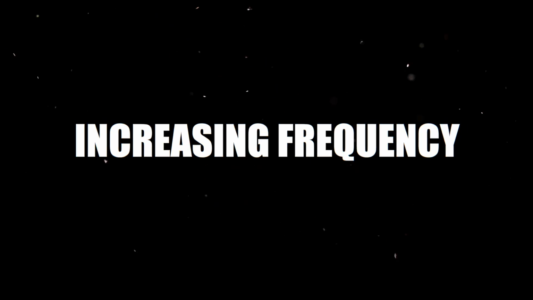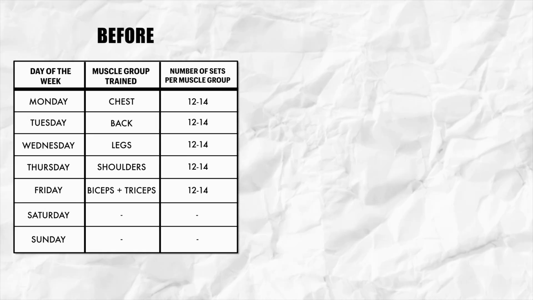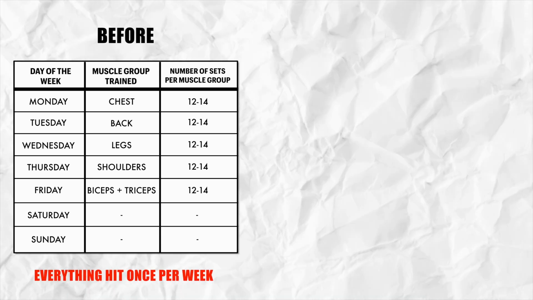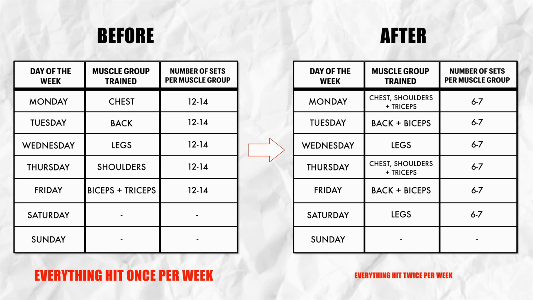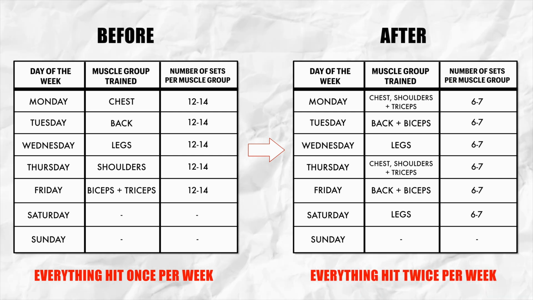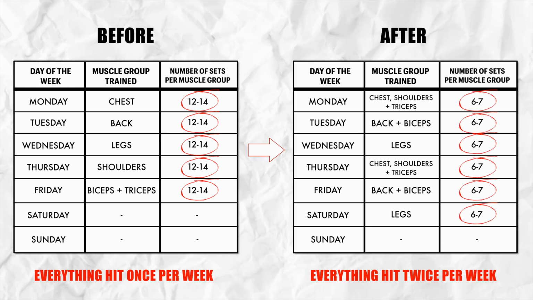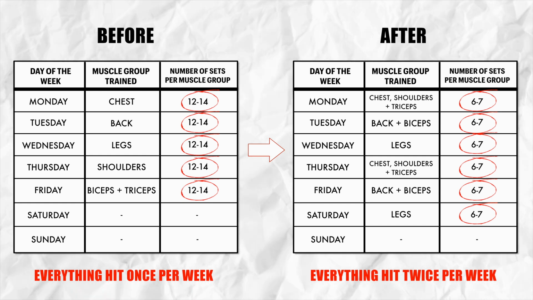The next variable is frequency. Now this is the amount of times you hit a muscle group per week or how you allocate the volume to that muscle group. For example, I used to train one muscle group per day doing around 12 to 14 sets, meaning that I would only hit that muscle group once a week. So to increase frequency, I changed from hitting every muscle group once per week to twice per week for my next phase of training. So instead of doing 12 to 14 sets once per week, I would split it up to 6 to 7 sets twice per week. This way, the muscle has a new adaptation, forcing it to grow by hitting it more often.